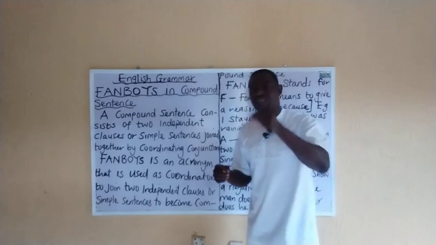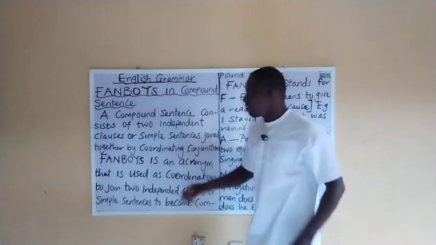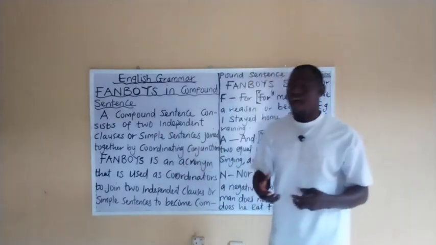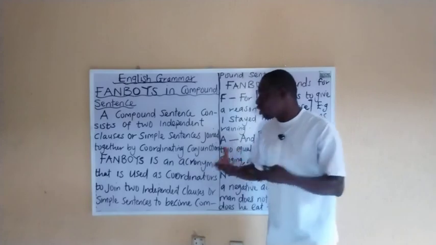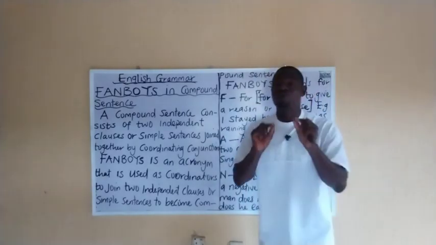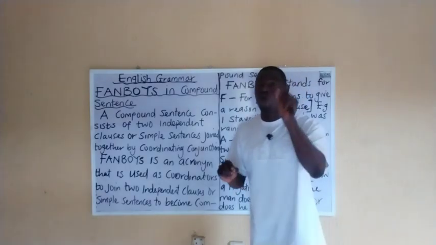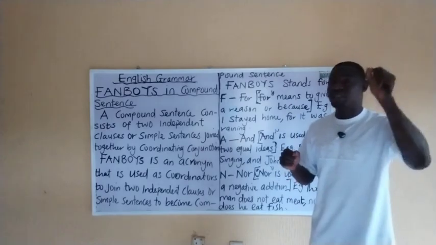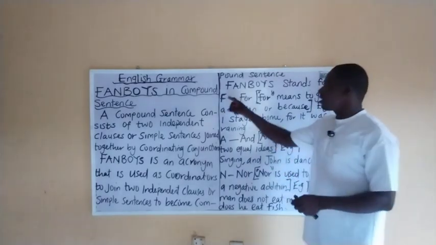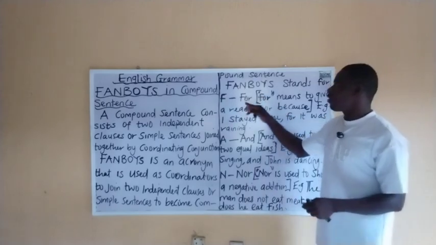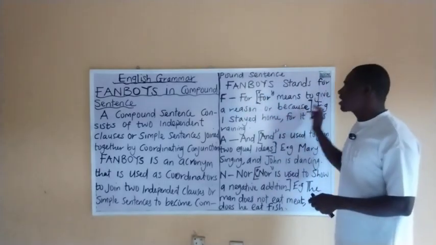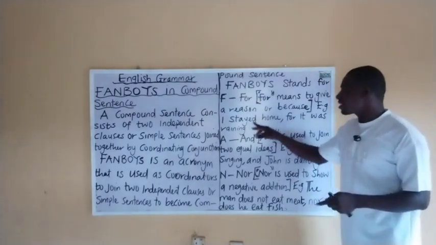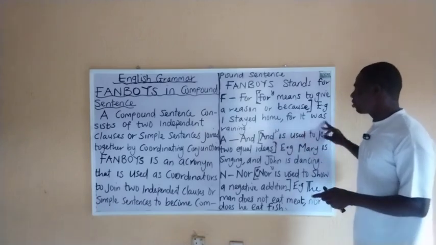Okay, what is FANBOYS? FANBOYS is an acronym for coordinators used to join two independent clauses or two simple sentences to become a compound sentence. Okay, let's see what FANBOYS stands for. F stands for "for," and it means to give a reason, or because. Example: I stayed home, for it was raining.